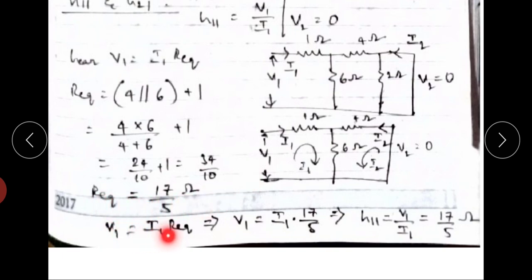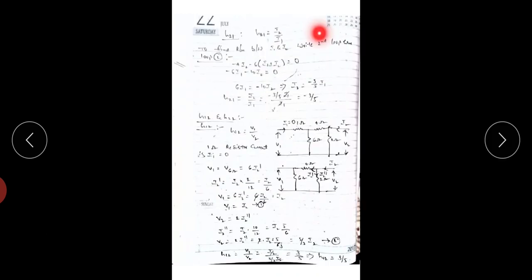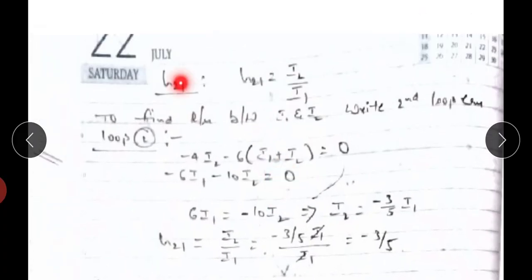So V1 equals I1 into R equivalent, which equals 17 by 5. So H11 formula is V1 by I1. So from this equation, V1 by I1 equals 17 by 5 ohms. H11 equals 17 by 5 ohms. So next, find H21.